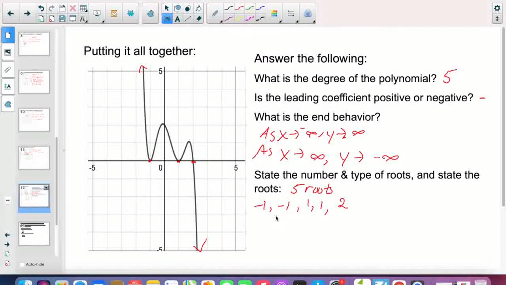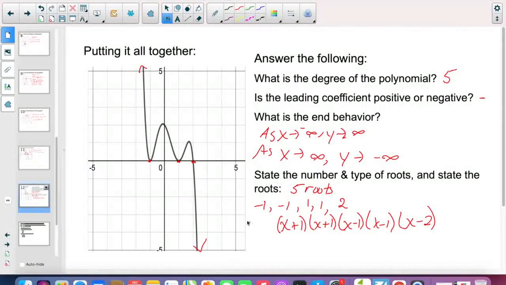And then another thing they might ask you to do is to write a little makeshift equation for this. Well, if I make these roots into their factors, okay? If -1 is a root, the factor for -1 would be x plus 1. Now remember, I had 2 of those, so I'd use x plus 1 again. If a root is 1, its factor would be x minus 1. And remember, I have 2 of those, x minus 1 again. If my root is 2, the factor for that would be x minus 2.